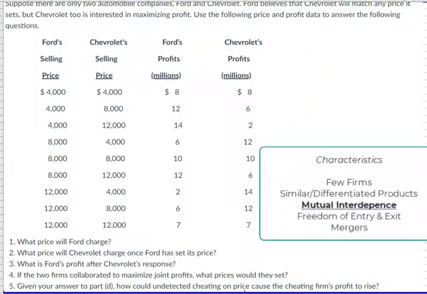Not only that, in this structure, there's what's called mutual interdependence. Because it's only a few firms, their competitive behavior can actually mean that they engage in activities that our original models are not able to analyze. This is why we're going to use something called game theory.